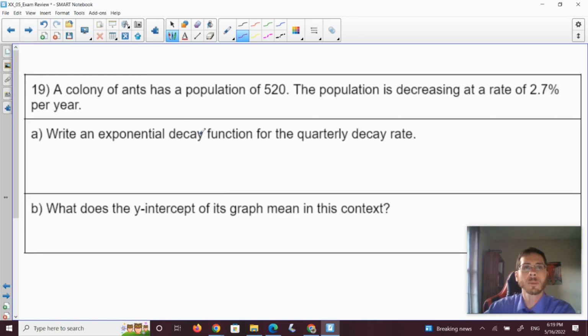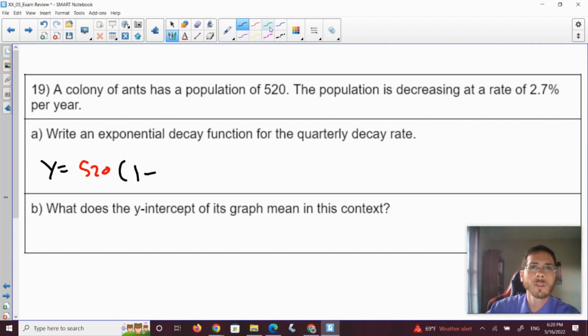For number 19, a colony of ants has a population of 520. The population is decreasing at a rate of 2.7% per year. Write an exponential decay function for the quarterly decay rate. All right. So start with our decay function, y equals 520 ants to start with. And we're decreasing, so 1 minus, and then we have a rate of 2.7%, so 0.027 to the x power. Then we see we want to do quarterly, so quarterly means we need to have n equals 4, so y equals 520.